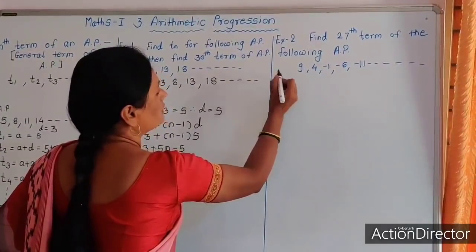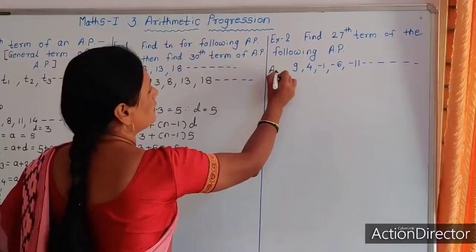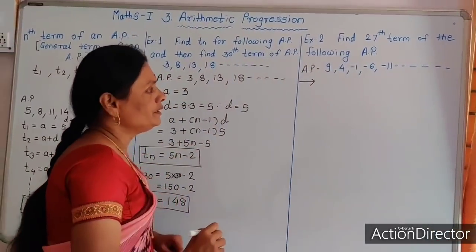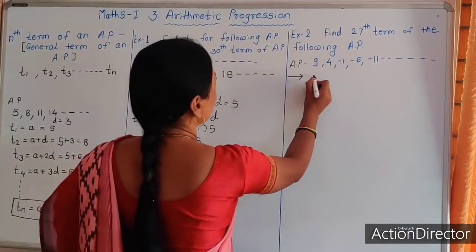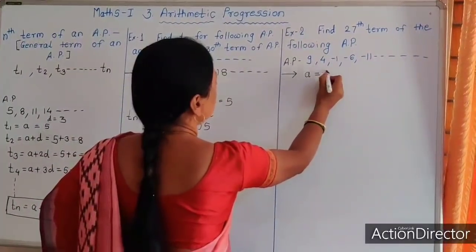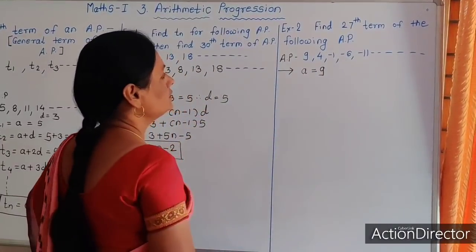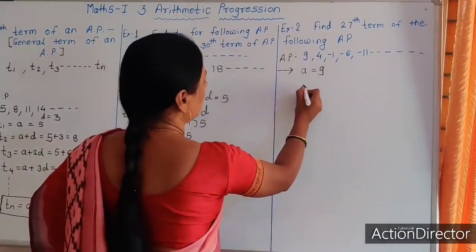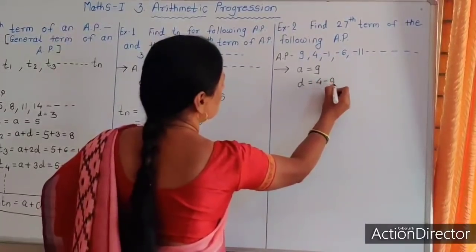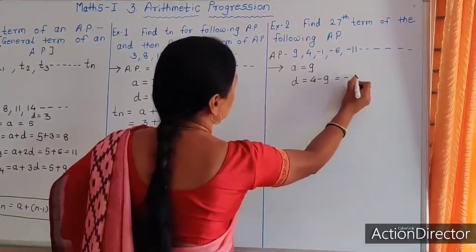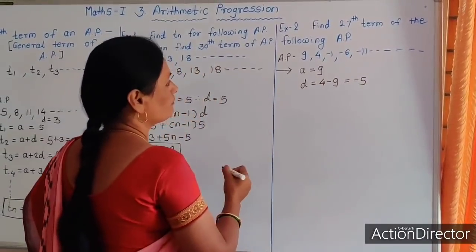From this AP, first we find the value of A. A is equal to 9. D is equal to 4 minus 9, which is equal to minus 5.